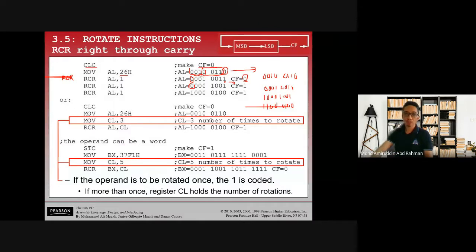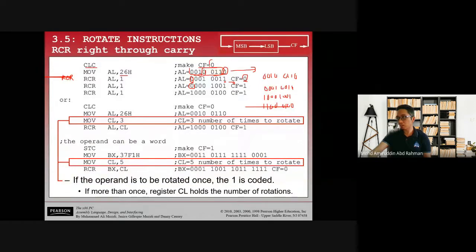Because over here, we start with CF as 0. But if CF is 1, then of course the first one, the AL will be 1 over here. So we go back to RCR. Once we have this, 0 is brought to the CF, and then this number is shifted there. And initially, because CF is 0, it is replaced as 0 over here.